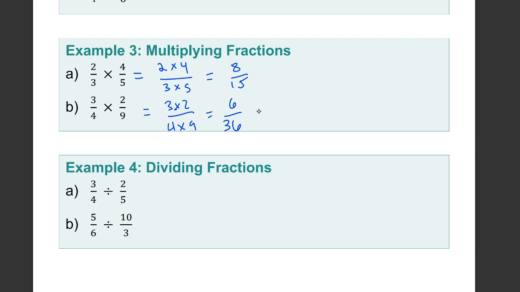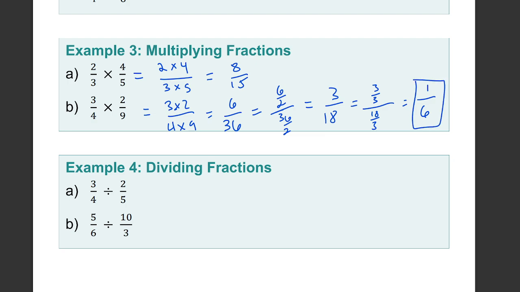What that looks like is I'm going to do 6 divided by 2 and 36 divided by 2. That is what it means to pull a 2 out of the numerator and the denominator. And I end up with 3 over 18. In fact, though, that's still not reduced all the way because 3 and 18 both have a 3 in common. So what I can do is 3 divided by 3 over 18 divided by 3. And that gives me 1 over 6. And that is the fully reduced fraction for this problem.